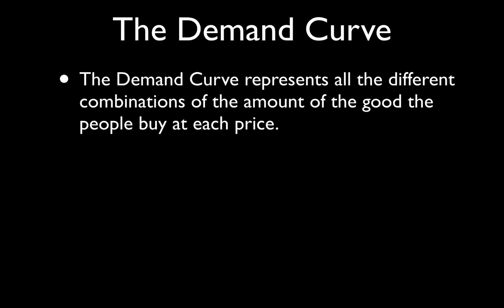So we're talking about a movement along the demand curve. So what's the demand curve? Well, the demand curve represents all the different combinations of price and quantity demanded. So what I mean by that is all the different combinations of the amount of a good that people buy and the price at which they buy them, okay?